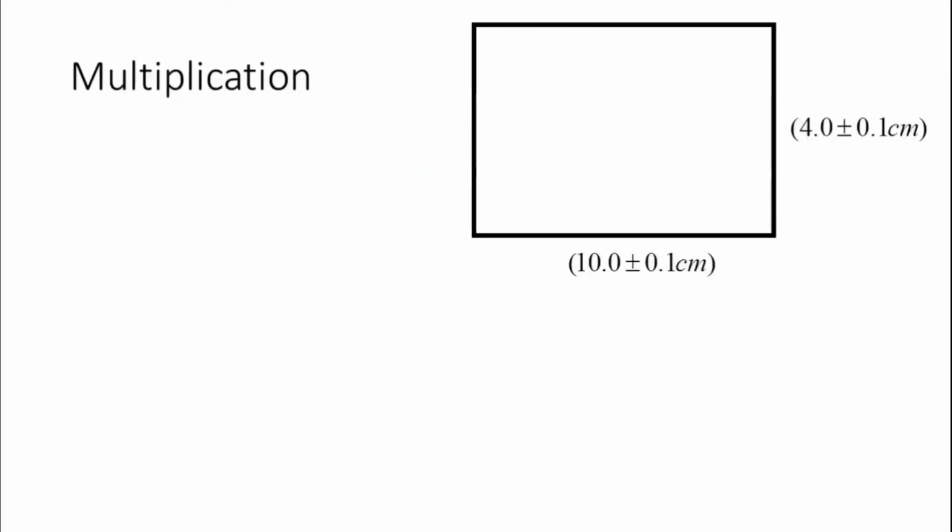In this example, we are going to find the area of a rectangle. The sides are 10.0, it has 3 significant figures, and the other side 4.0, it has 2 significant figures. Thus, the final answer must be rounded off to 2 significant figures. The rule for significant figures for multiplication: the answer must have the fewest number of significant figures as the numbers we started with. The area of the rectangle is 40 centimeters squared, 10.0 times 4.0.